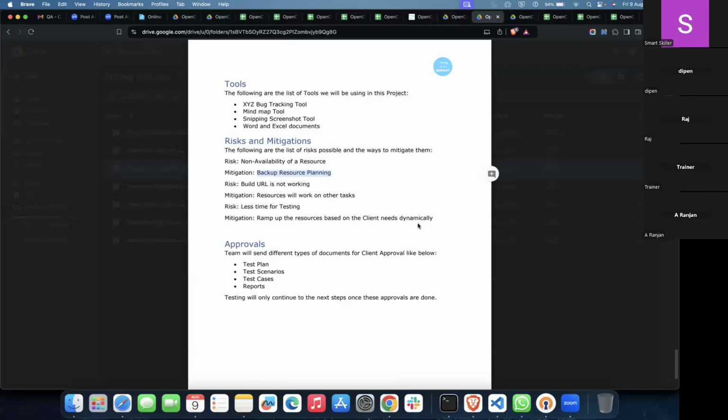Next, less time for testing. Mitigation: ramp up the resources based on the client's need dynamically. Yes, this is the main issue that the testing team faces. I as a tester can personally vouch for it. Being a tester and associated with the IT industry for more than 10 years, I can vouch for it, that testers or the testing team never get the right amount of time.